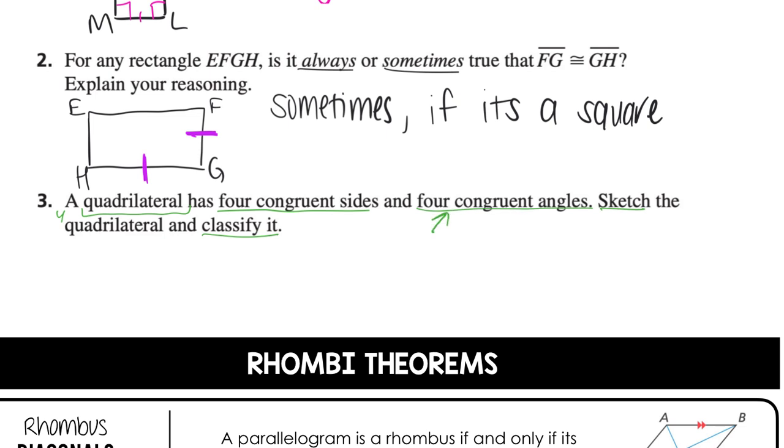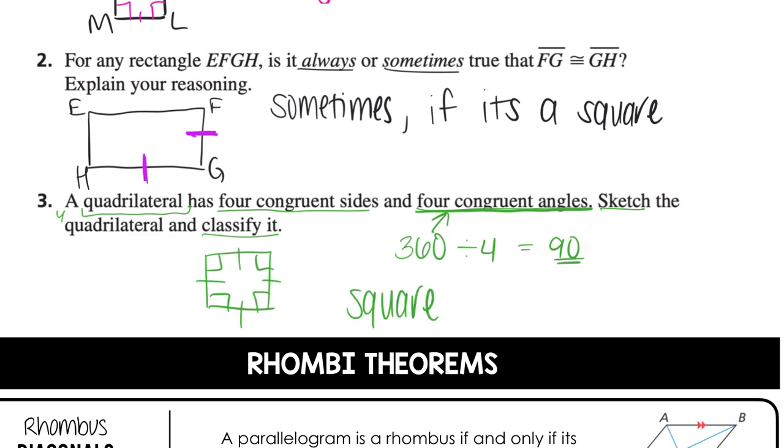I'm going to start with the angles because sides could be 2 different things, right? If it satisfies this, it has to either be a rhombus or a square. But the angles, if it has 4 angles that are congruent, remember quadrilaterals have to add up to 360. We learned that a while ago. So if you take 360 and just divide it by 4, that gives us 90 degrees. So that means this shape would have to have all right angles. So it has to be a square, right? So we would classify this as a square.